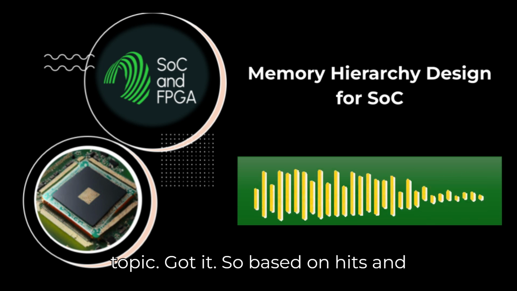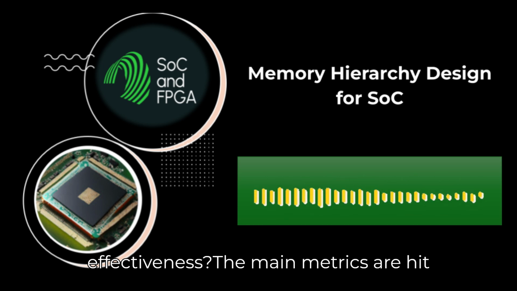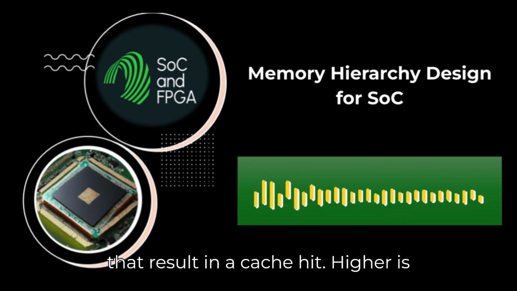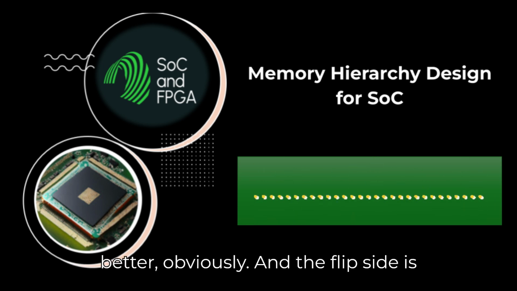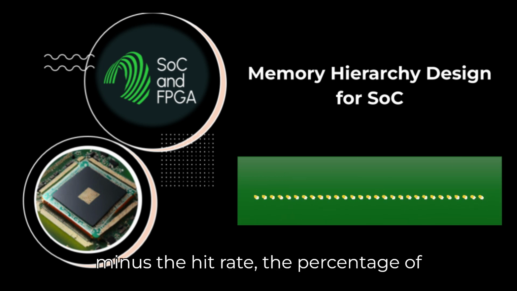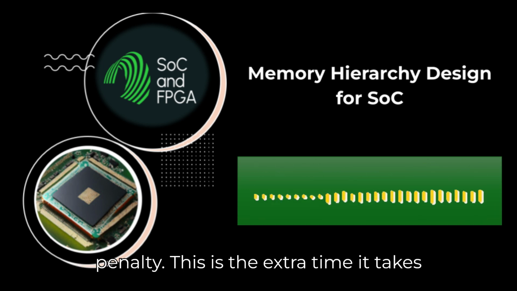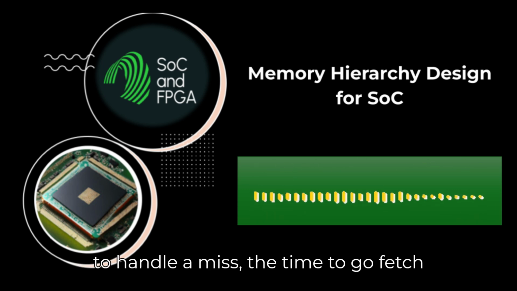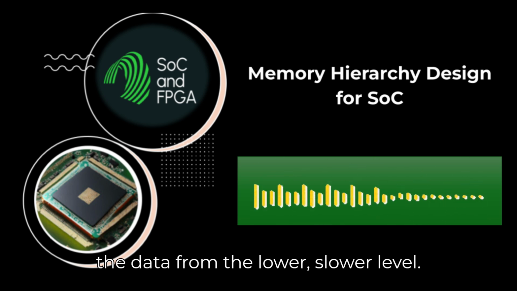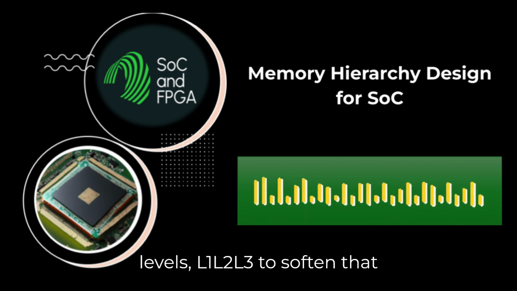So, based on hits and misses, how do we measure cache effectiveness? The main metrics are hit rate, the percentage of memory accesses that result in a cache hit. Higher is better, obviously. And the flip side is the miss rate. Yep. Miss rate is just 1 minus the hit rate, the percentage of accesses that miss. Then there's the miss penalty. This is the extra time it takes to handle a miss, the time to go fetch the data from the lower, slower level. And that's why we have multiple cache levels, L1, L2, L3, to soften that penalty.